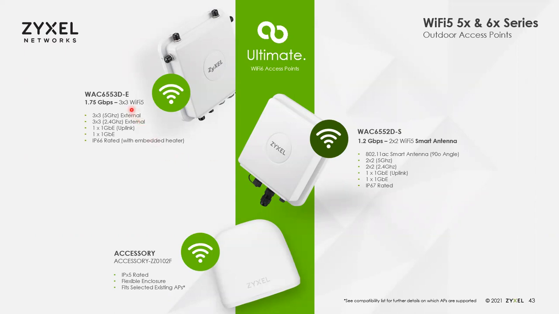And then we've got our WAC 6553D-E. This is our 3x3 outdoor AP. It uses external antennas that you buy separately, our ANT 2105. And this one has a heater built in, so it can handle temperatures down to -40 for cold starting.